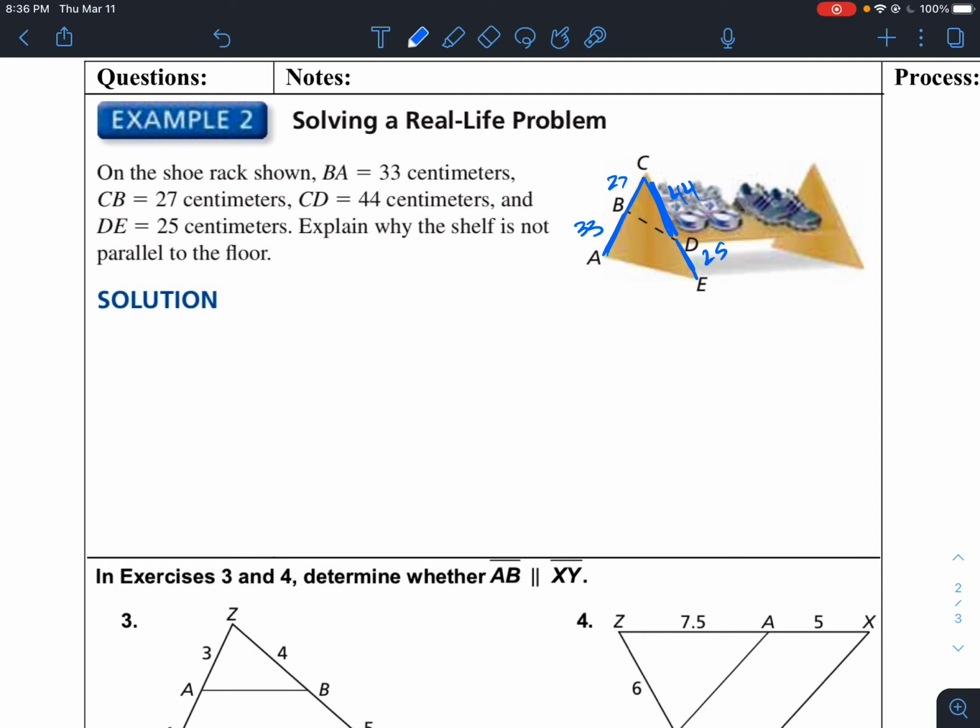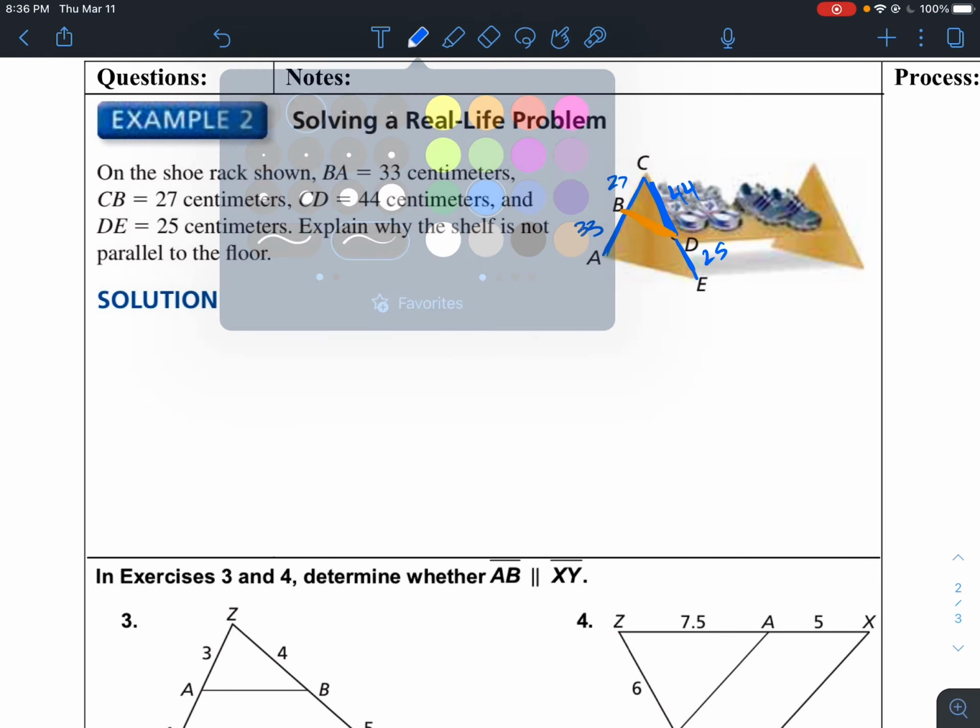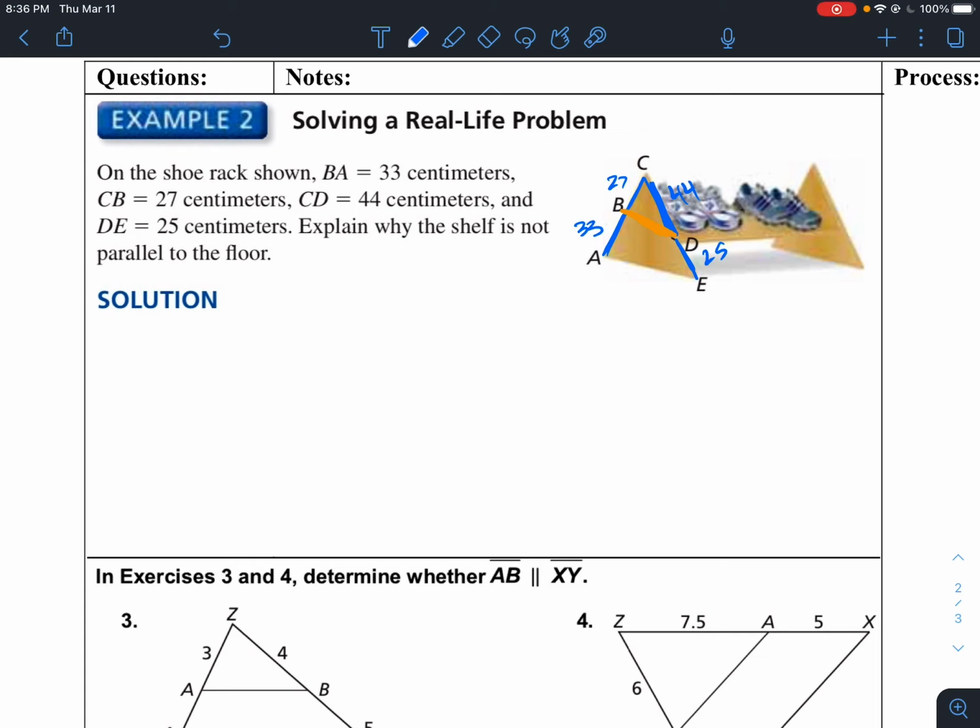So we know that right here, so this is the shelf. I'll draw the shelf as an orange line here. So the shelf is right here. So we need to show why it's not parallel. And we can show that it's not parallel by proving that the proportions of the side lengths are not equal. So if I take this portion right here, I can do 27 to 33. Set that equal to 44 over 25.